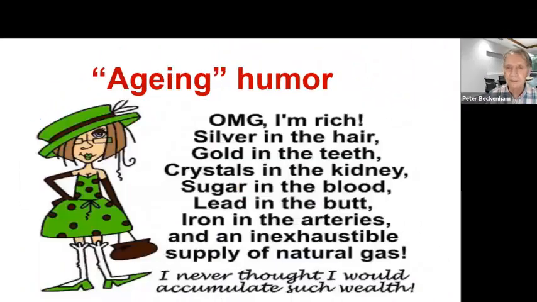Here's another one on aging. Oh my God, I'm rich. Silver in the hair, gold in the tooth, crystals in the kidney, sugar in the blood, lead in the butt, iron in the arteries, and an inexhaustible supply of natural gas. I never thought I could have so much wealth, right? It's funny on a serious topic. Can you see what I'm getting at? And you can use that and things like that in your posts.